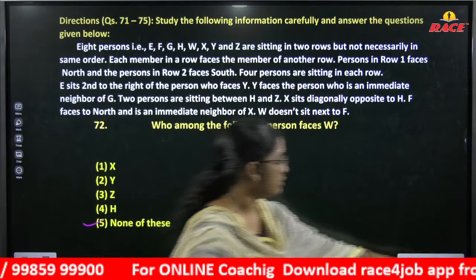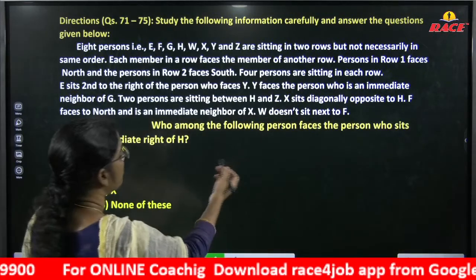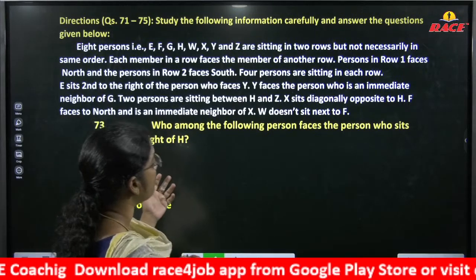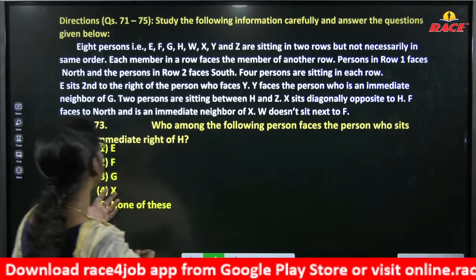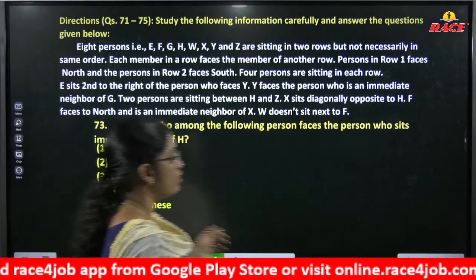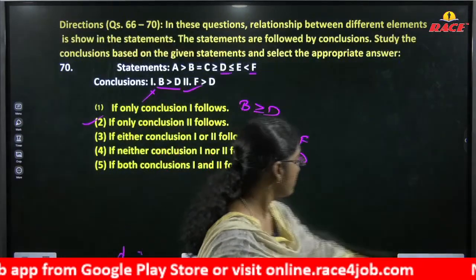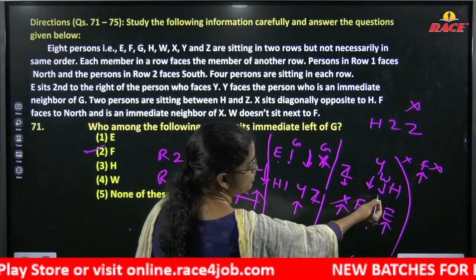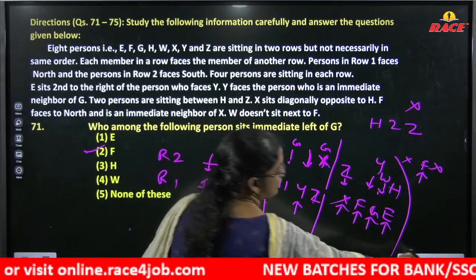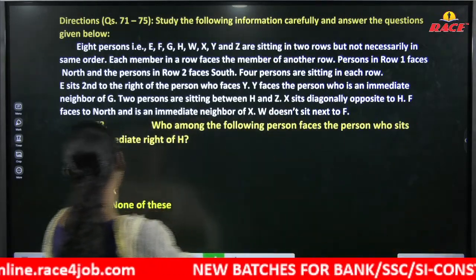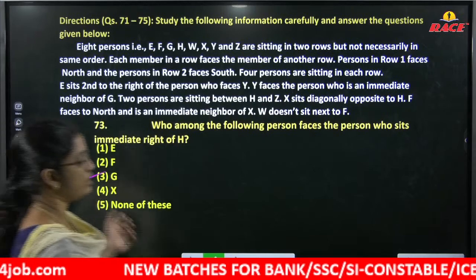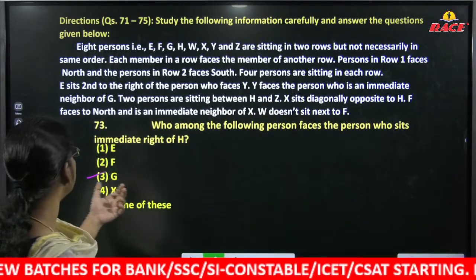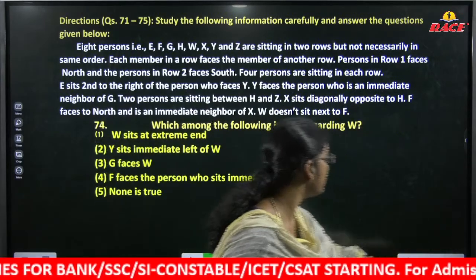Then coming to our next question. Who among the following persons faces the person who sits immediate right of H? First we have to find out the person who is immediate right of H. The immediate right of H person is W. W faces G. Then our answer is G. This is completed. Next one.